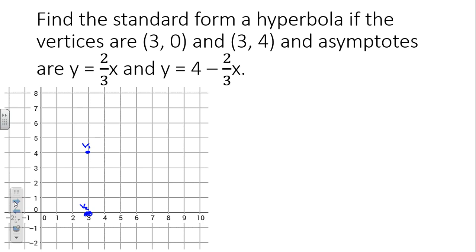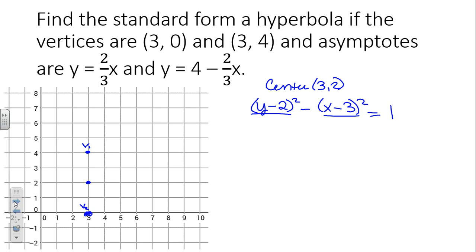So plotting the vertices, what do you know? It's vertical. And we know the center. What's the center? 3, 2. So because it's vertical, which is our positive, the y. So we want to make sure that we do y minus 2 squared over a squared minus x minus 3 squared over b squared is equal to 1.